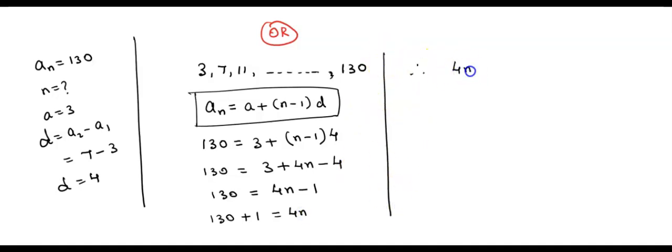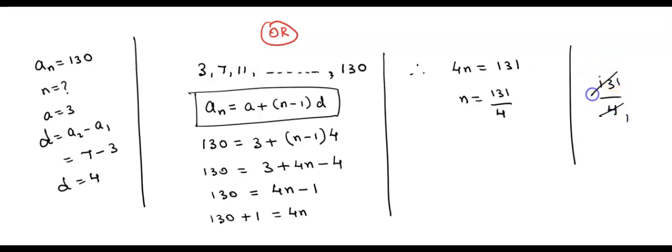Therefore, 4n is equal to 130 plus 1, which is 131. So n is equal to 131 by 4. Let me check if 131 by 4 is divisible. 4 ones are 4. 4 twos are 8. 4 threes are 12. The remainder is 1, so it becomes 11.